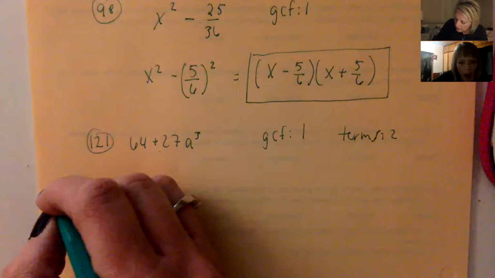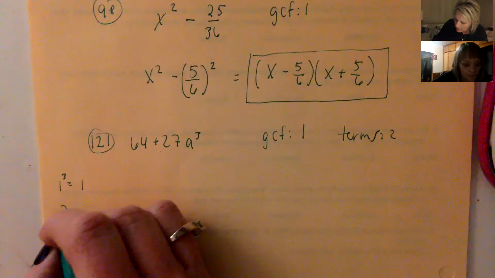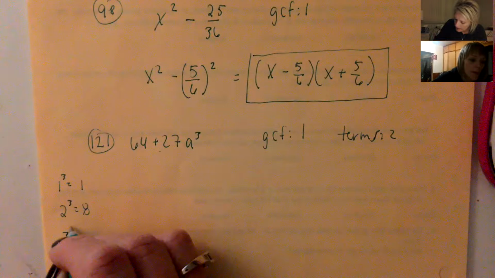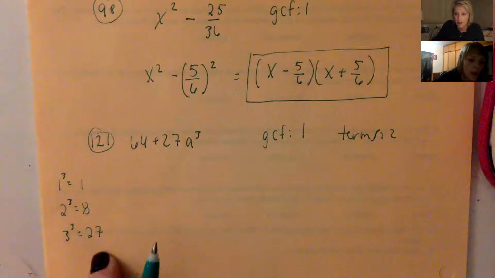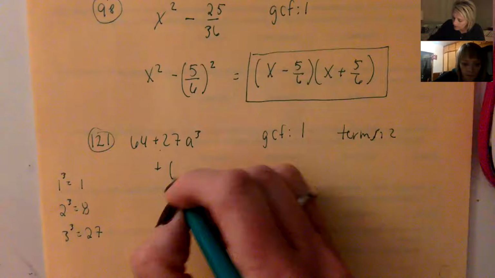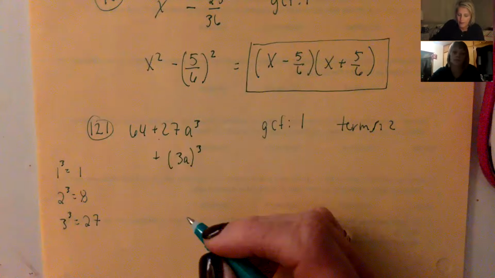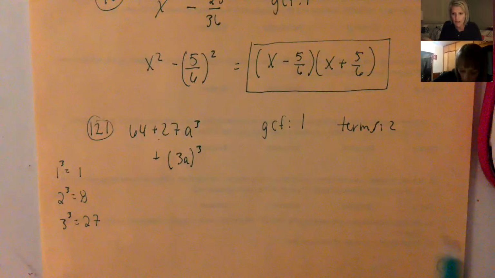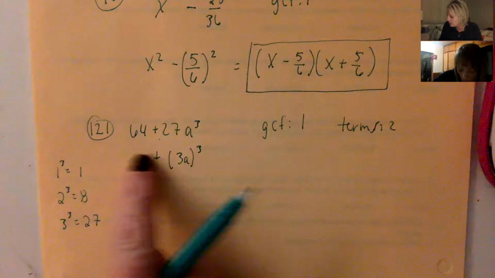Make a list of a bunch of squares and a bunch of cubes. For the cubes, you could do 1 cubed on your calculators. 1, 2 cubed is 8. 3 cubed is 27. So that's going to be that one, right? The 27. So this one we can rewrite as 3a, the whole thing cubed. And if you get a list of them, they're handy to use whenever you're factoring. You're like, oh, I'm going to go to my list of cubes and see if any of these are cubes.